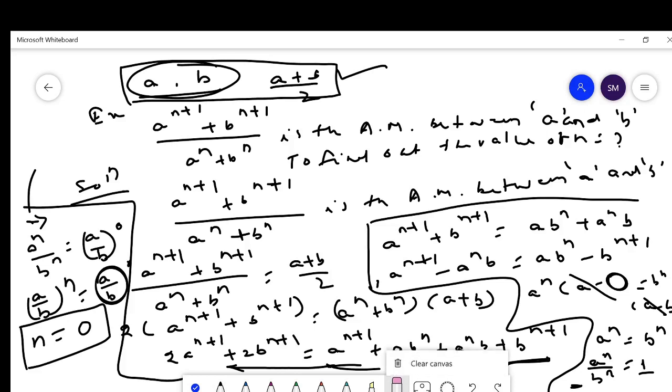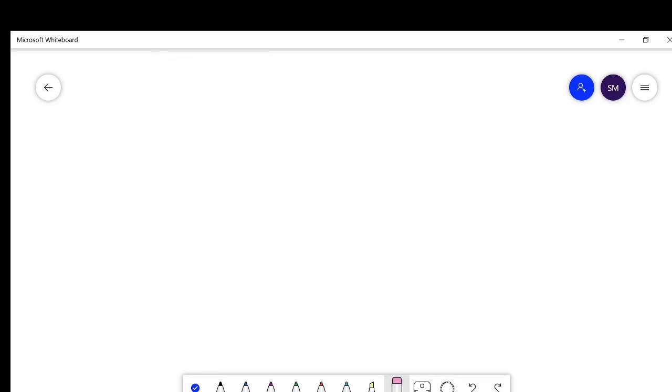Then next question. Then next, here the theorem says, now we discussed the nth term of the AP. Here we can find out the sum of n terms of an AP. Here we have to find out the sum of n terms of an AP.